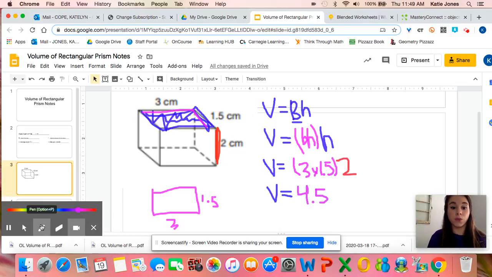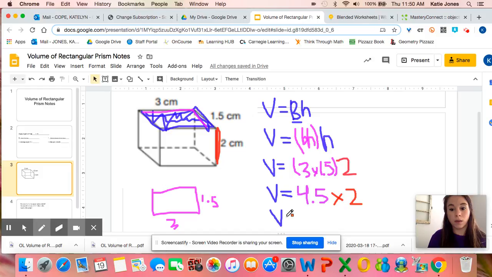And then you're going to do 4.5 times 2, which is going to give you volume equals 9 centimeters cubed. And it is cubed because we are using all 3 dimensions to find our shape. I warned you guys ahead about my wonderful writing skills.